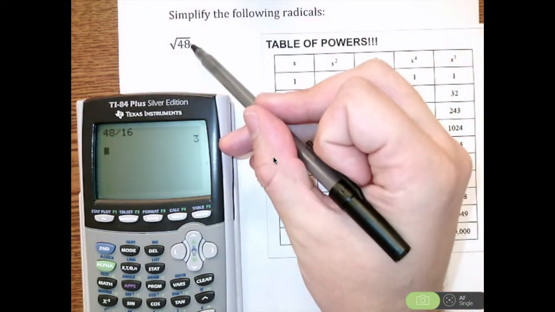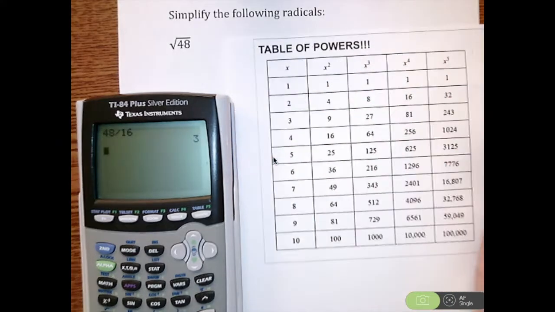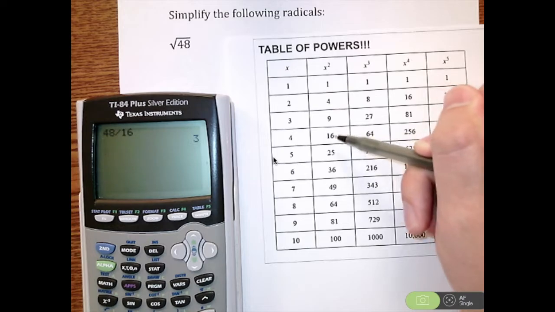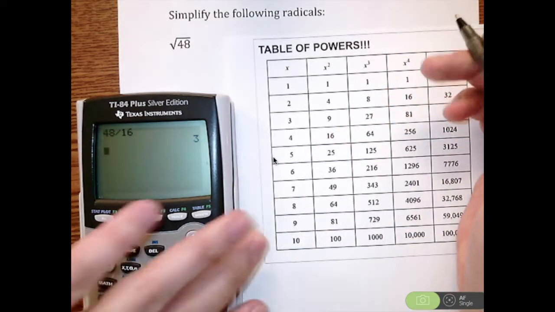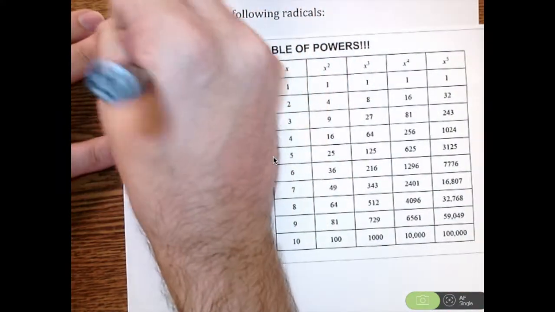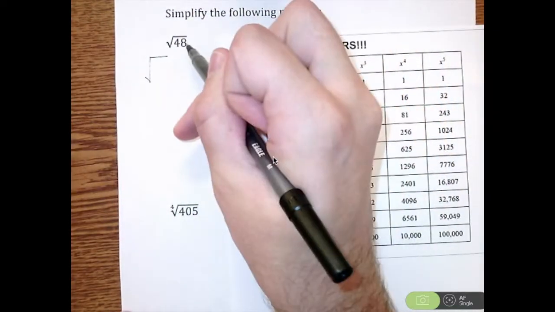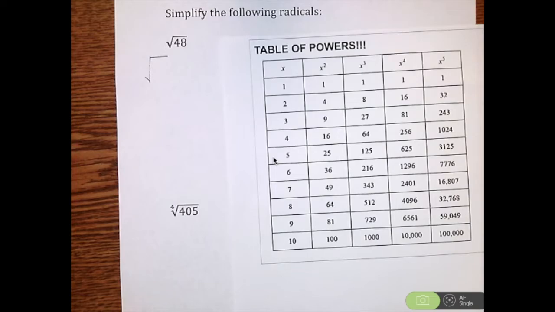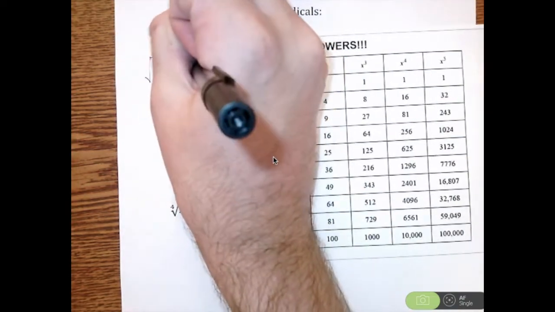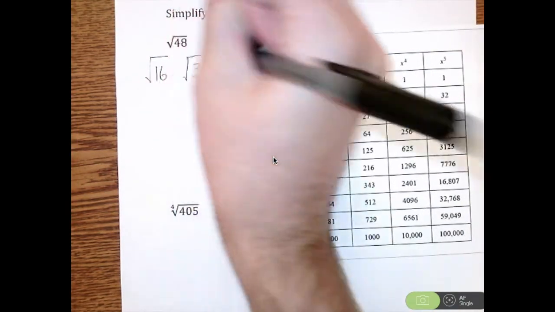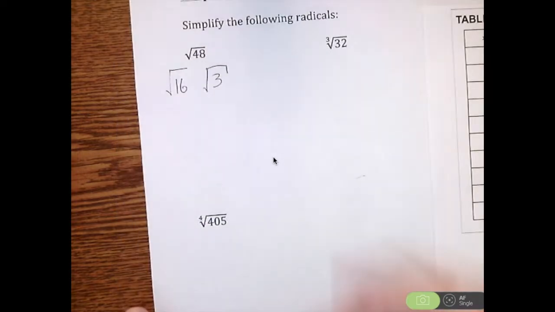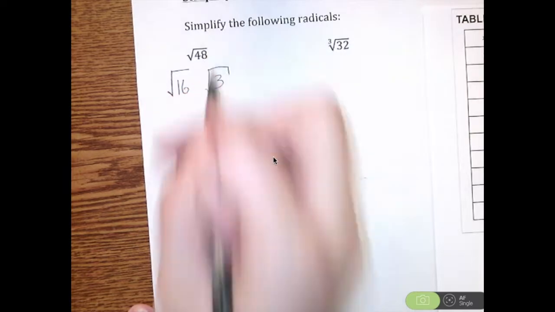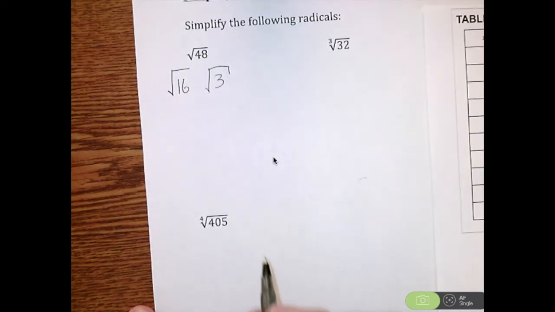So I'm going to rewrite this square root using the number I found in the table and then the number I left over. Here's how it's going to look. Notice how the power on my root is going to stay the same. There's a square root up here, and it's still going to be a square root down there. I found that 16 worked, and I got an answer of 3. The reason this works is that 16 times 3 is the same thing as 48.